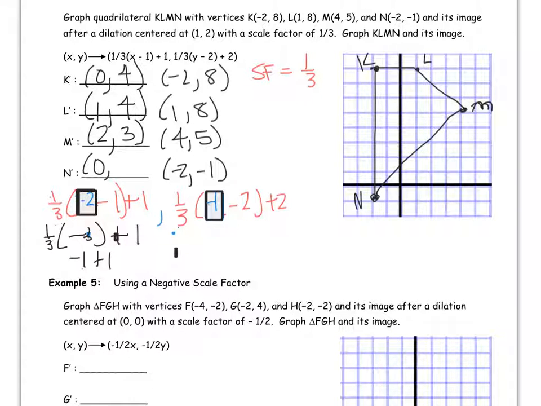Okay? And then with a negative 1 over here for the y value, we get 1/3 times negative 1 minus 2. Well, what do you know? Negative 3. Bring down the plus 2. 1/3 times negative 3 gives us negative 1. Negative 1 plus 2, though, gives us positive 1. So those would be our brand new points for this quadrilateral. So let's go ahead and make sure that we plot them. And you can see this is what our new quadrilateral would look like.